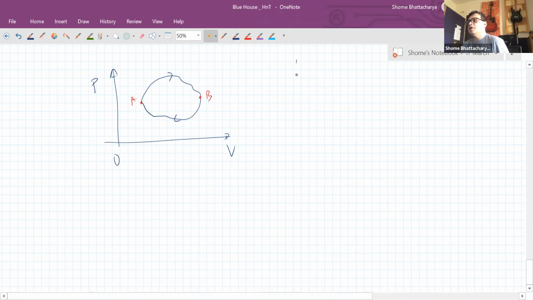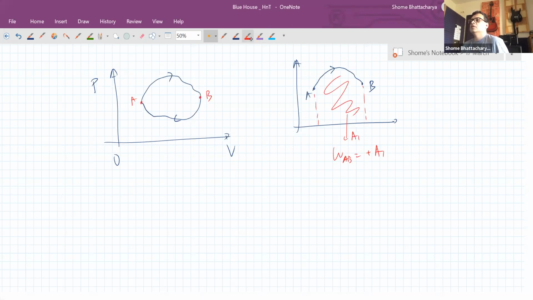So in the expansion part, in this case, A to B is the expansion. Okay. So A to B is going to be positive of this area. If this area is A1, it's going to be positive of this area. But when we are coming back from B to A, now we are interested in this part of the cycle.